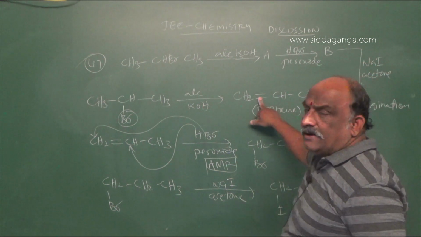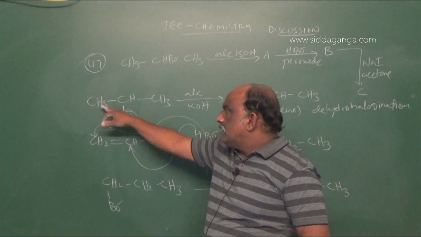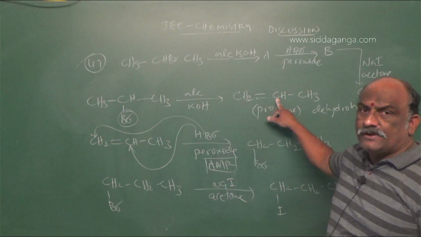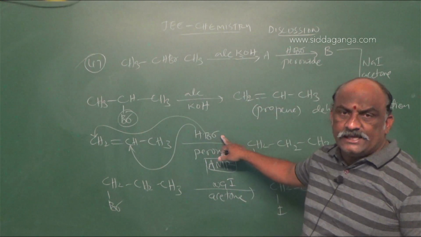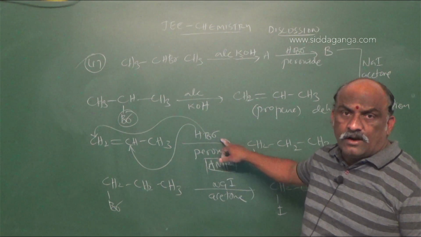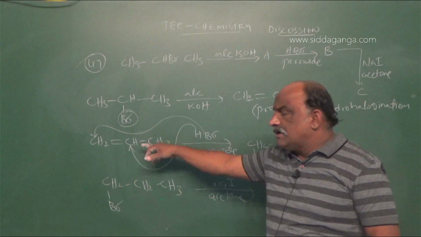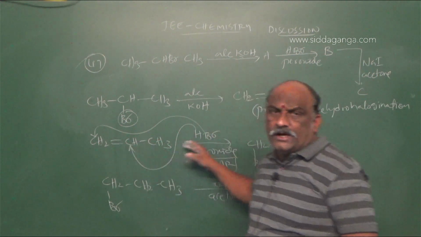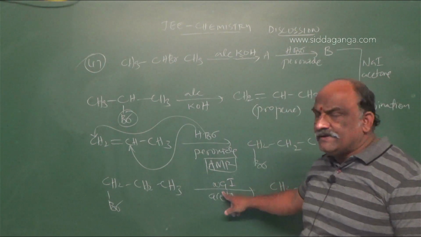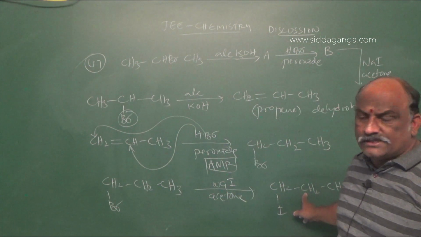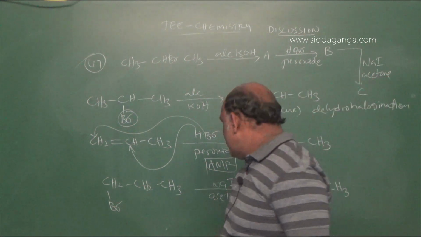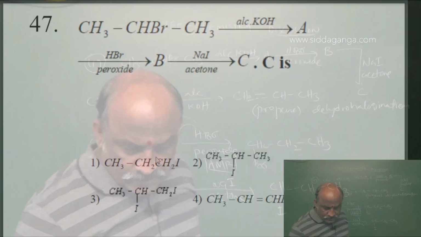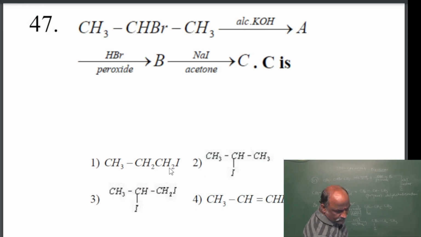Step 1, dehydrohalogenation. Remove Br and remove either this H or this H, and you will get an alkene. Step 2, add HBr according to the anti-Markovnikov rule. H is added to the carbon with fewer hydrogens on the double bond, and Br to the one with more hydrogens. You get 1-bromopropane. Last reaction, Finkelstein reaction, the preparation of alkyl iodides. Finally it is the iodo compound, and the first option is the right answer for question 47. Next.